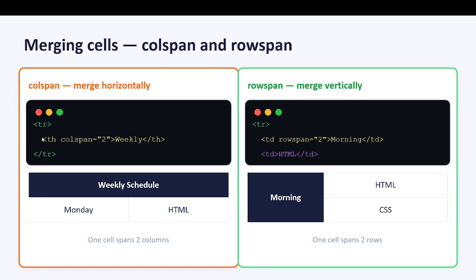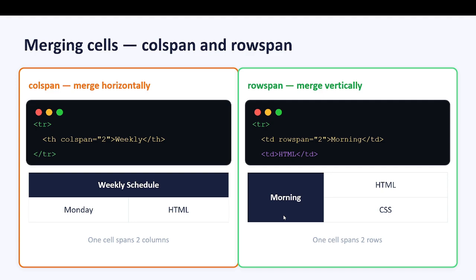In this case, you can see the tr tag is there, th colspan equals to, that means it is merging two columns into one. You can see the example here. Weekly schedule is combined from two columns into one. In the same way, you can see that in the td tag, rowspan equals to, the two rows are combined together to make one cell.